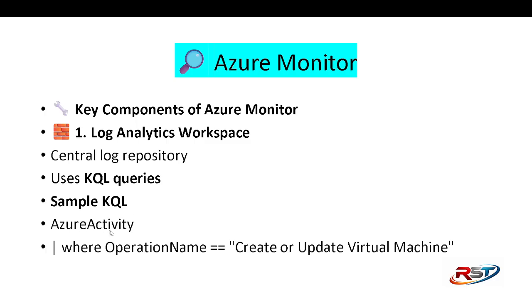So simple KQL queries: in Azure activity, where operation name is called create or update virtual machine. So simple, KQL queries will be like this only. The more filters we give, the more exact output we get.